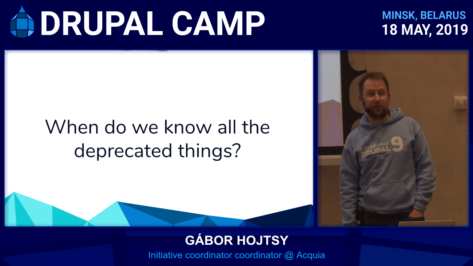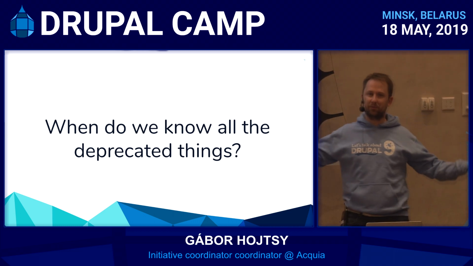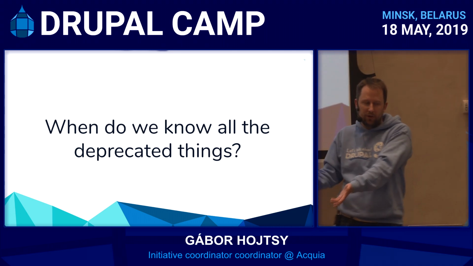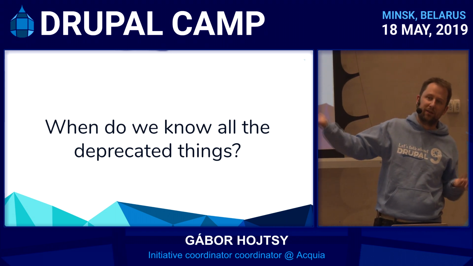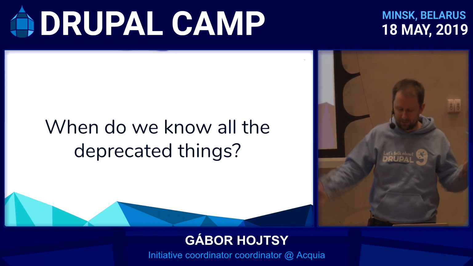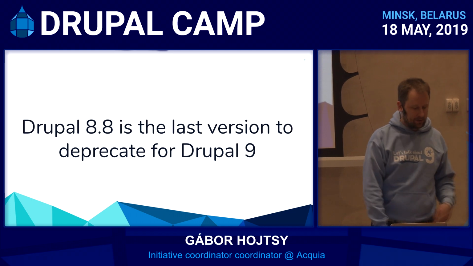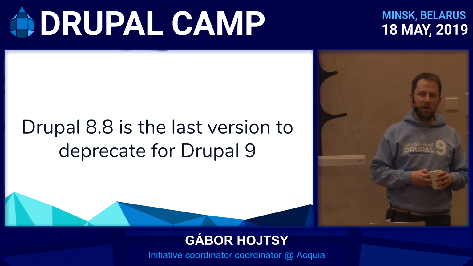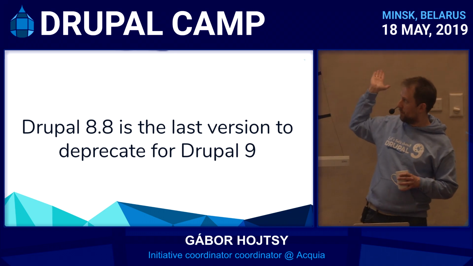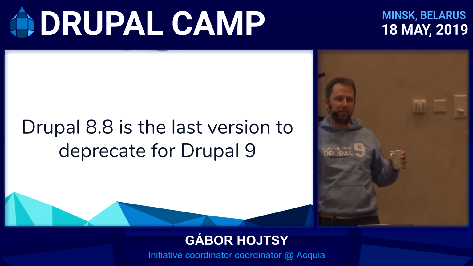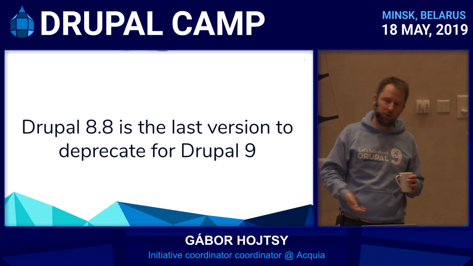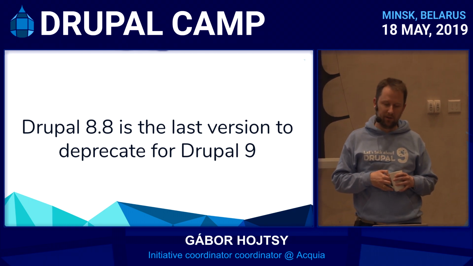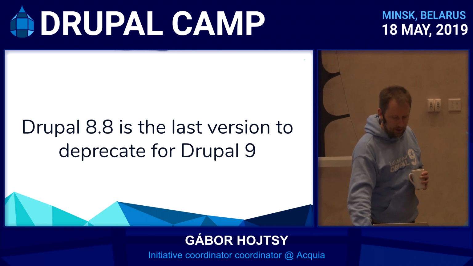The other question is, when do we know all the deprecated things? We keep adding deprecated things, and you keep following the deprecations. When is it going to be over? Obviously, we will not be able to deprecate anything after 8.9 because there are not going to be any more 8 releases. But we decided to stop deprecating for 9 in 8.8 instead, because that allows you a half-year window in which you know all the deprecations. So you can look at your custom code and remove all the deprecated stuff, and then you will be ready for Drupal 9 on the day of the Drupal 9 release.